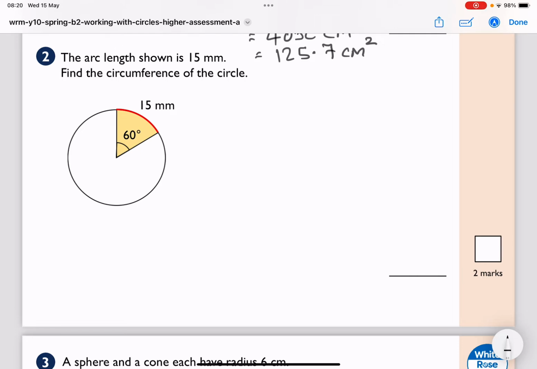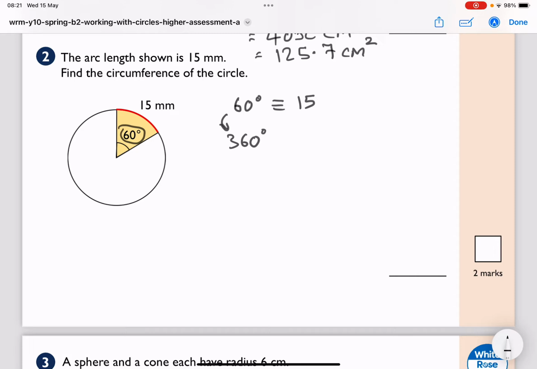First of all, you look at this and you think you've got to use a formula, but what you've got to understand is that the arc length is related to the circumference by the angle. So in this case, it's sort of a proportion type question. So 60 degrees is basically equivalent to 15 millimeters. So what I'm thinking about the whole circle, which is 360 degrees, is equivalent to the circumference.